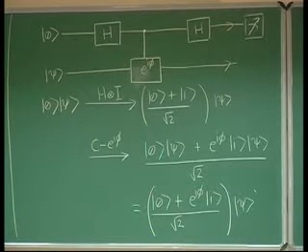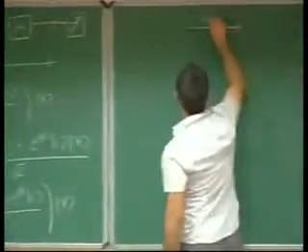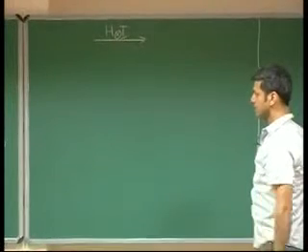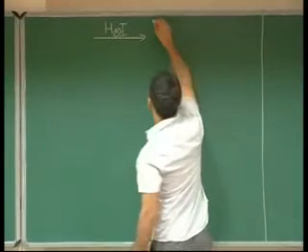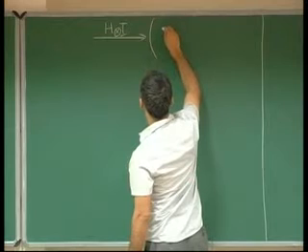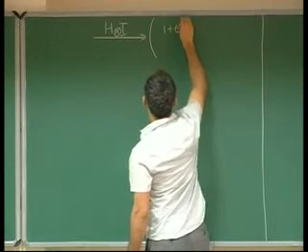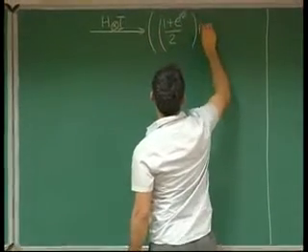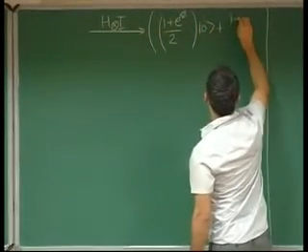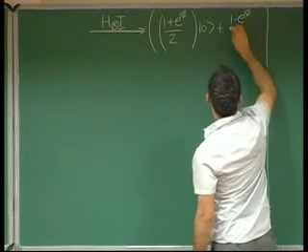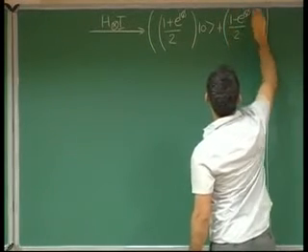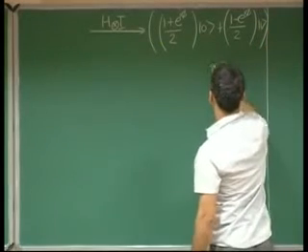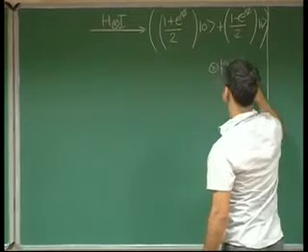Now we have a final Hadamard transformation, and when you run through the algebra, what you see is that the first qubit ends up in the state (1 + e^{iφ})/2 |0> + (1 - e^{iφ})/2 |1>. And of course this is in tensor product with the rest of the state.